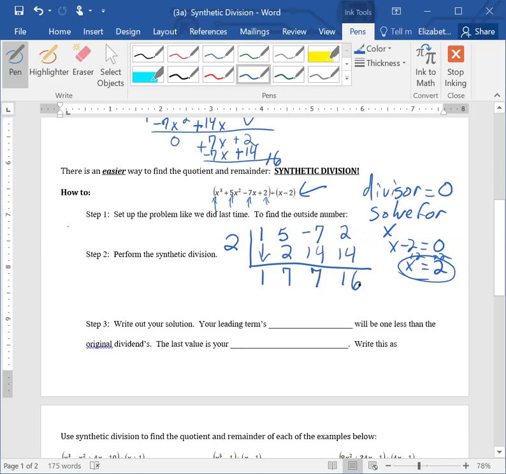All right. So now we have to figure out what our solution is. So very important here, this last number. All right. Because all I have is numbers here, and I need to put in x's and x squareds and x cubes and all of these things. So the very first thing we do is we're going to start from the right. Your very last number is going to be your remainder. All right. So this is going to be remainder 16. And then we work backwards.